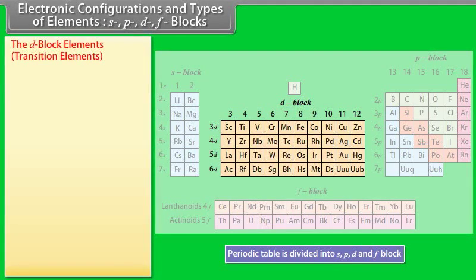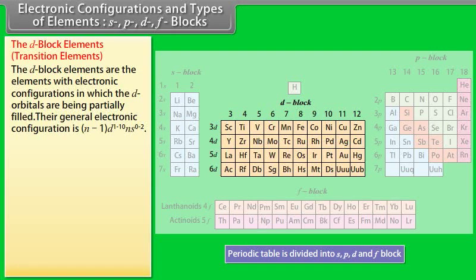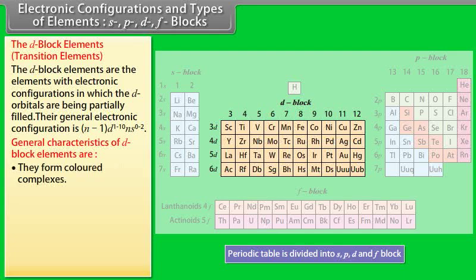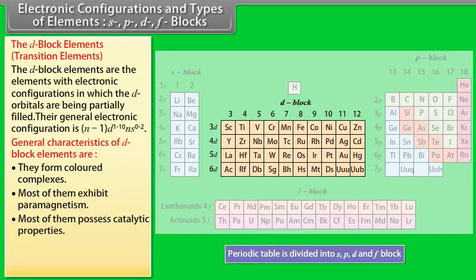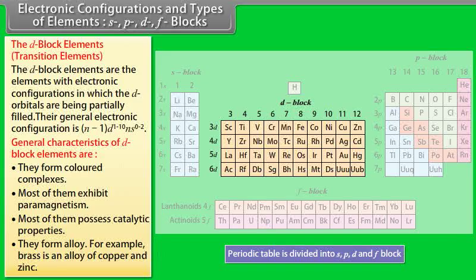The D block elements, transition elements. The D block elements are the elements with electronic configurations in which the d orbitals are being partially filled. Their general electronic configuration is: General characteristics of D block elements are: they form colored complexes. Most of them exhibit paramagnetism. Most of them possess catalytic properties. They form alloys. For example, brass is an alloy of copper and zinc.